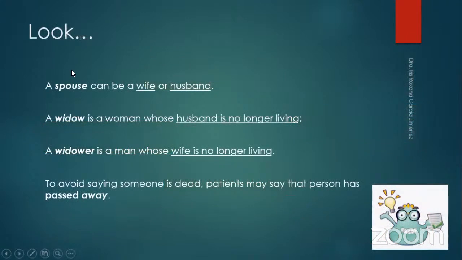Look, let's look at this. That's the meanings that I was telling you. Spouse can be wife or husband, of course. Widow is a woman whose husband is no longer living. Widower is a man whose wife is no longer living. So let's remind this. Widow for woman, widower for man.